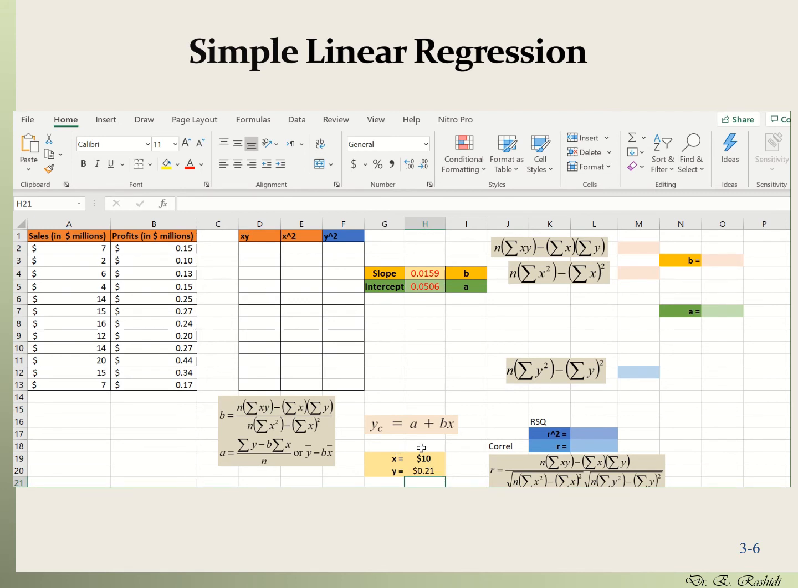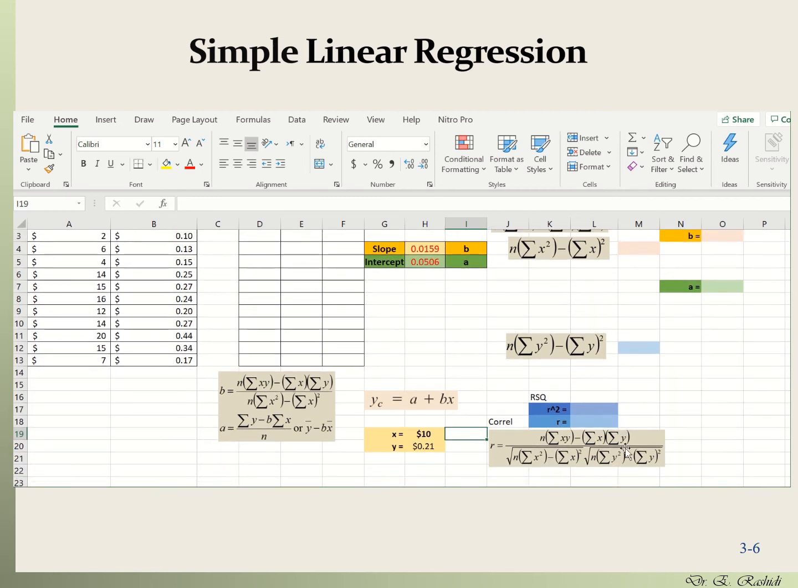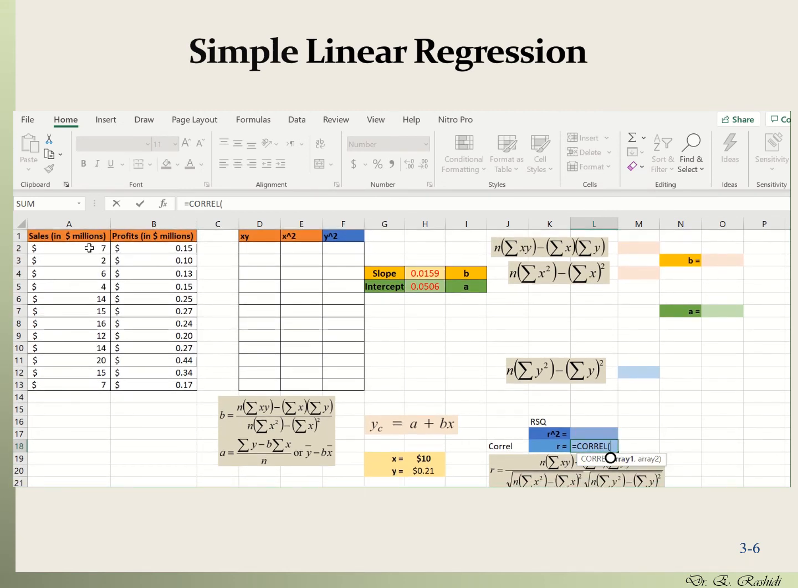All right, so that's our forecast, and now we want to go ahead and compute the correlation coefficient and also the R squared here. For the R squared, we can go ahead and find the R first, the correlation coefficient. Instead of using this very painful and complicated formula to compute it, you're just going to use the CORREL function in Excel. CORREL stands for correlation, and it has two sets of data, the first array and the second. It doesn't matter which one you put first, X first or Y first. So I'm going to put sales, and then I'm going to put profit.